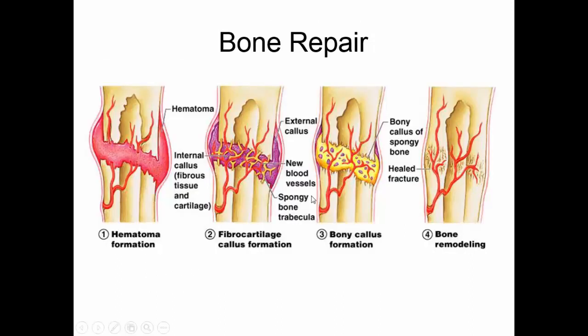So as we look at bone repair, first we have those broken blood vessels and we get the blood clot, the hematoma. Then we begin to get fibers, connective tissue fibers forming to help more permanently strengthen the bone, pull the bone together. Then we begin bone formation, and at the end we get fully functional bone.